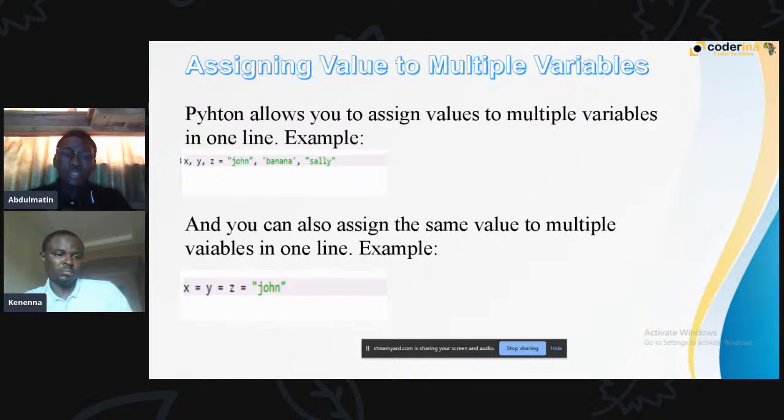That's still the same thing as saying x is equal to John, y is equal to John, and z is equal to John. Okay. So if you have any question, you can start asking your question.